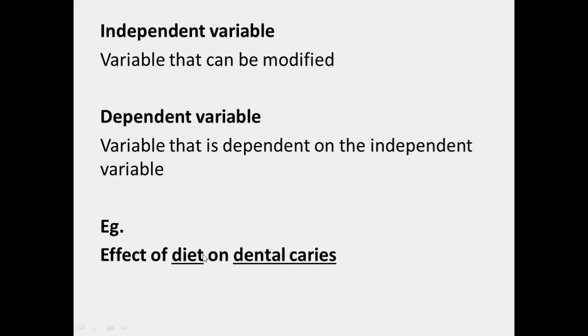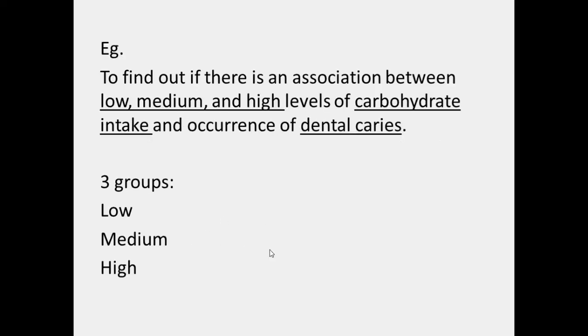Your diet is not dependent on anything. You can change your diet, right? You can modify it. That's why it can be modified. Your diet can be modified. You can increase your carbohydrate intake, you can decrease your carbohydrate intake. So diet is a modifiable variable or an independent variable. So these are the two types of variables, independent and dependent. Your dental caries is dependent on your diet, so it is called the dependent variable.